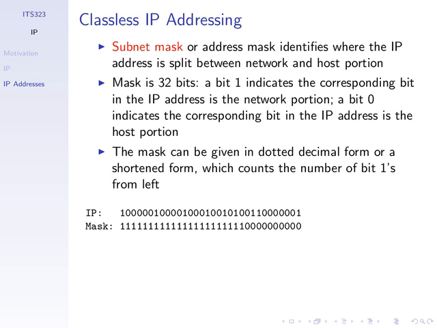As a result, the remaining 22 bits represent the host. So we need some scheme to tell us where we split the address into the two different identifiers.